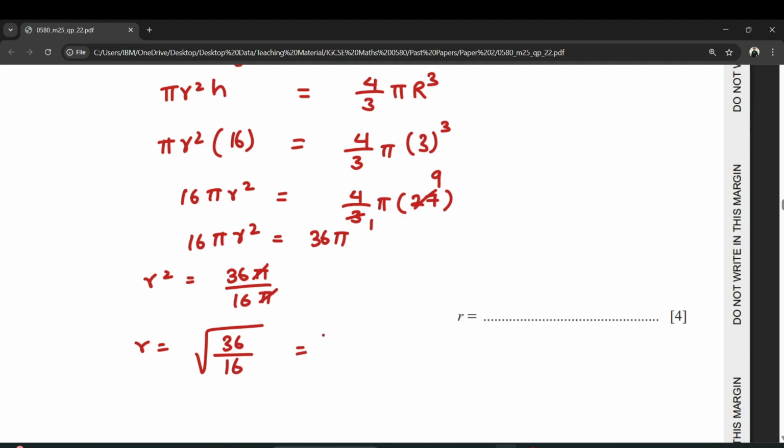Now if you recall from what you have learned, this is from the rules of surds. If you have a square root of this, we can also write this in this form. We can split the square root into numerator and denominator, so I can individually take the square root. The square root of 36 will be 6 and the square root of 16 will be 4. If I simplify them, they become 3 over 2. So therefore the value of r is going to be equal to 3 upon 2 centimeters.